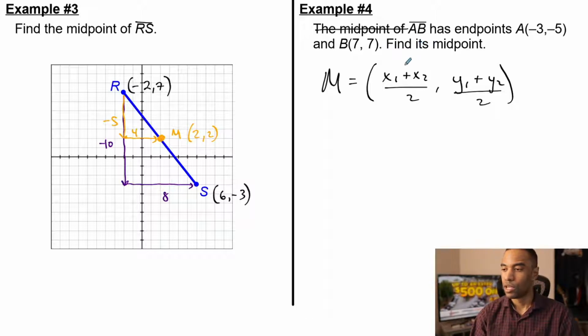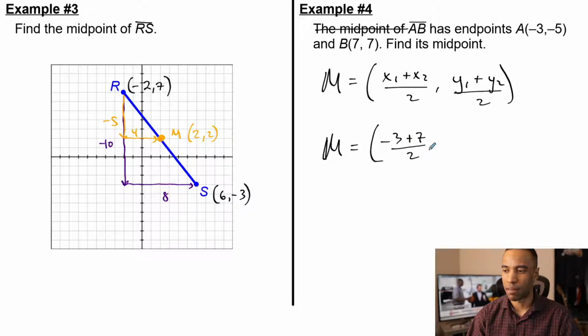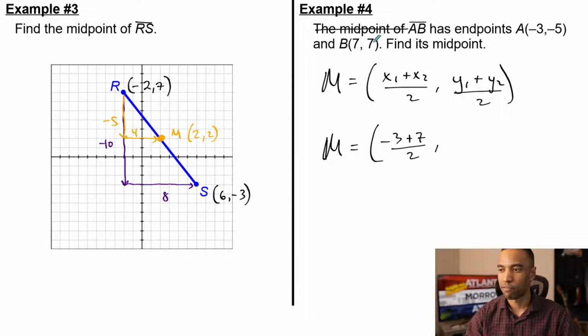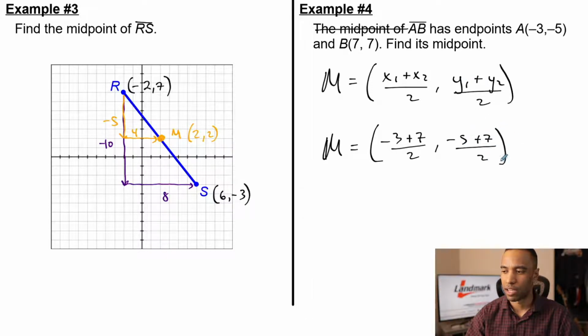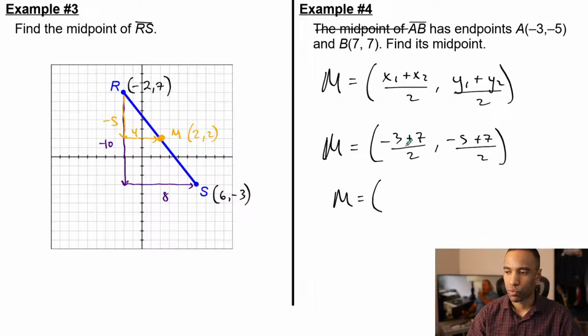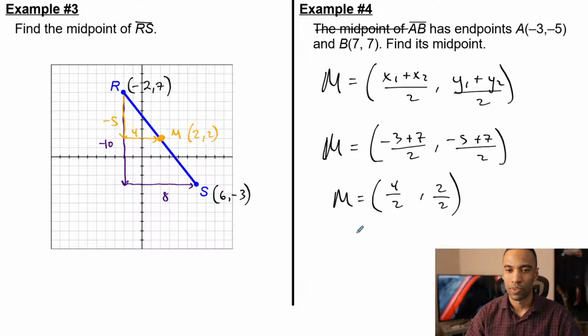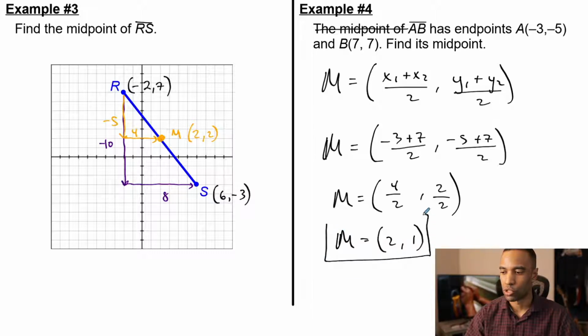Find its midpoint. Let's average out my x's. Negative 3 can be my x1, and 7 can be my x2. So I'll do negative 3 plus 7, divided by 2. When I average them, I find the midpoint for x. Also negative 5 and 7 for y1 and y2. Negative 5 plus 7 divided by 2. Negative 3 plus 7 is 4, and I'm going to divide that by 2. Negative 5 plus 7 is 2, and divide that by 2. 4 divided by 2 is 2, and 2 divided by 2 is 1. And I get a midpoint of 2, 1.